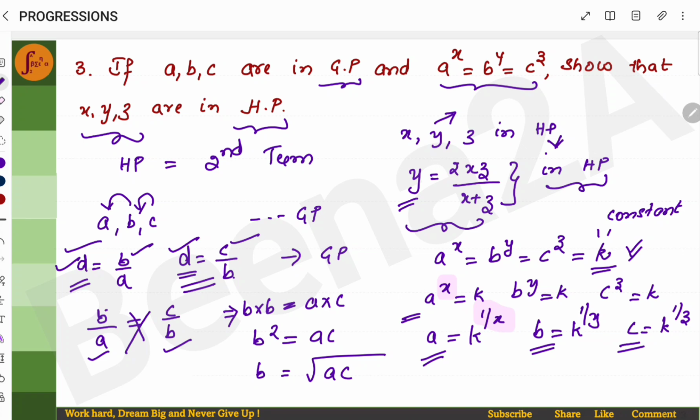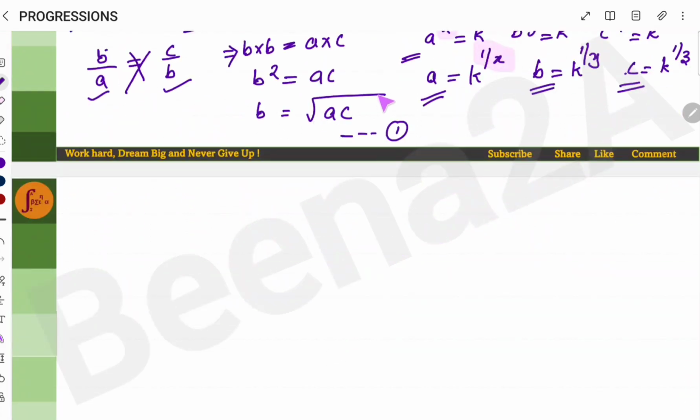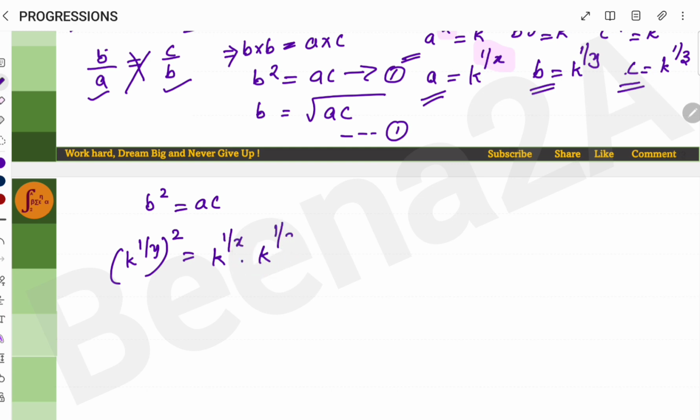Now what we will do, we have this particular expression. We'll substitute the values of a, b and c in this equation. So let's not take this as a root. We'll take it as b square is equal to ac itself, right? Let's not complicate it. Let's keep this as the equation: b square is equal to ac. So instead of b, I have k to the power 1 by y, and then I have the square here. Instead of a, I have k to the power 1 by x. Instead of c, I have k to the power 1 by z.